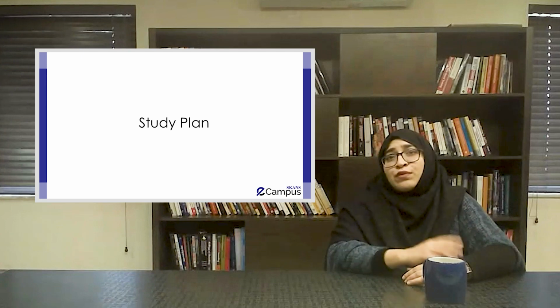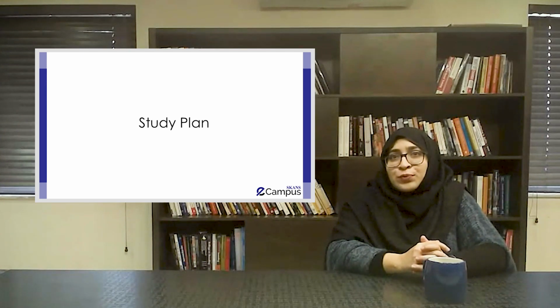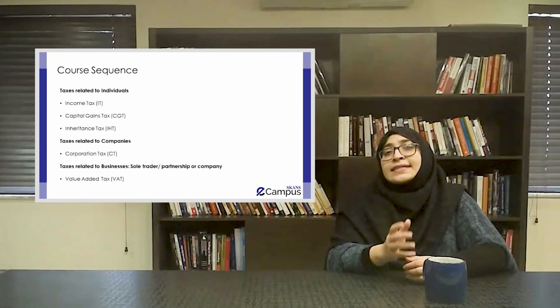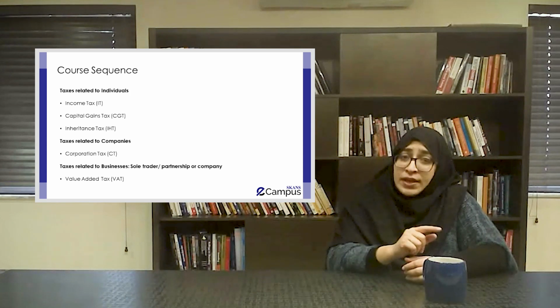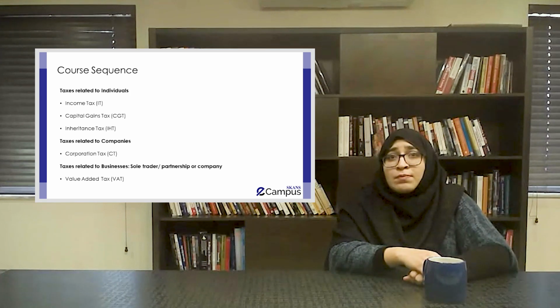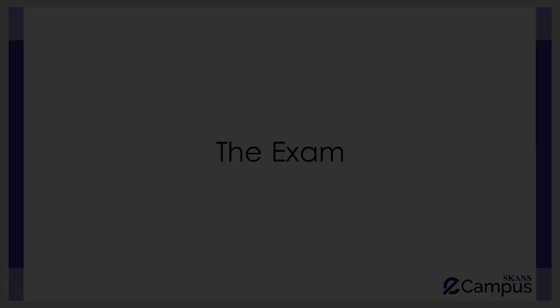Keeping in line with the flow of the syllabus set out by ACCA, I have set up the following course plan in your study room. You will first cover knowledge aspects related to tax applicable on individuals, so that is income tax, capital gains tax, and inheritance tax. We then move on to the tax applicable on companies, that is corporation tax, before we wrap up the course with the indirect tax applicable on registered businesses, which is value-added tax.